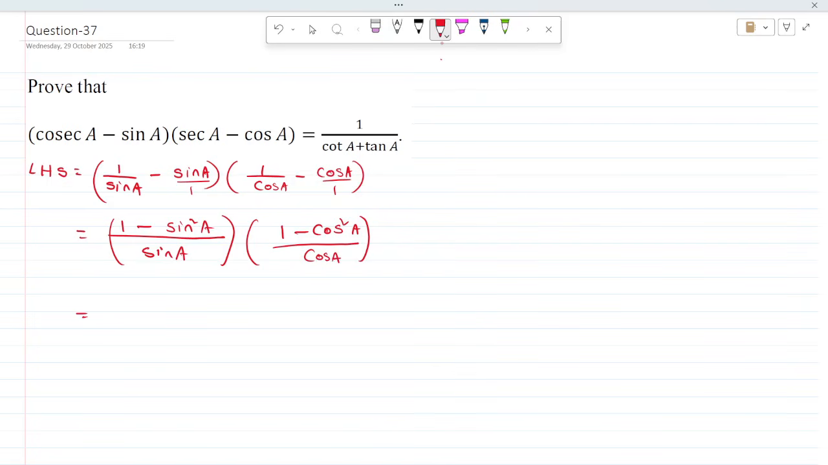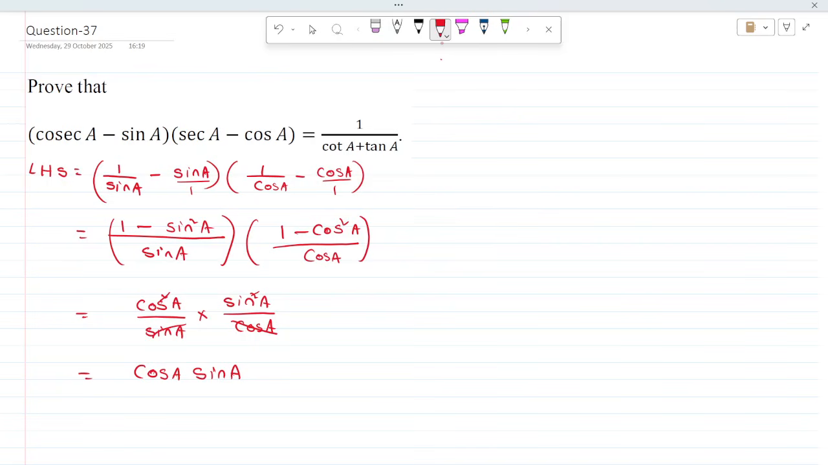What is 1 minus sin square A? 1 minus sin square A will be cos square A. So cos square A divided by sin A, into sin square A divided by cos A. Cos A and square cancel. Sin A and square cancel. You are left with cos A into sin A. You cannot do further simplification with this.